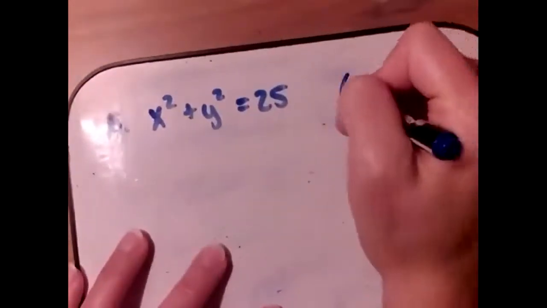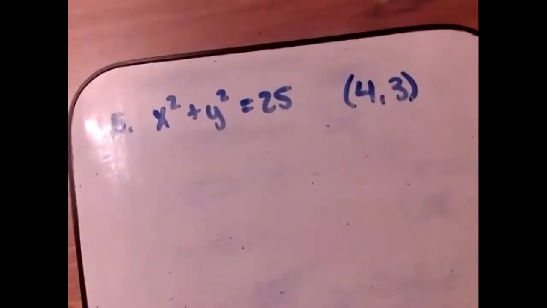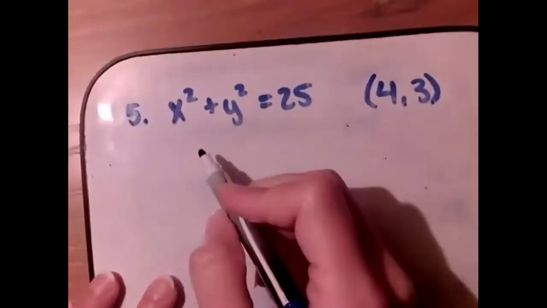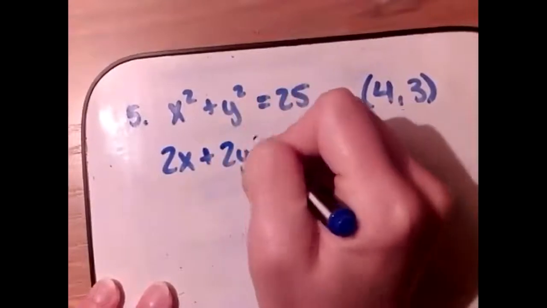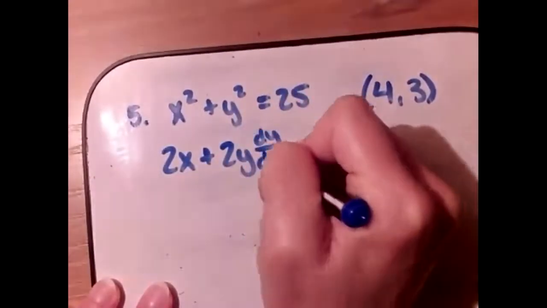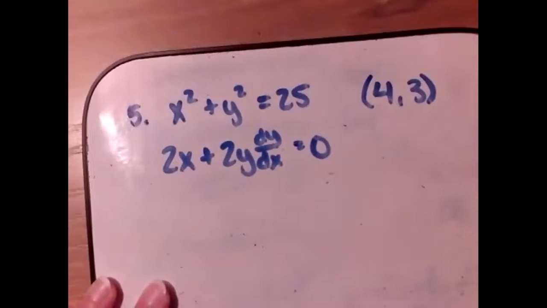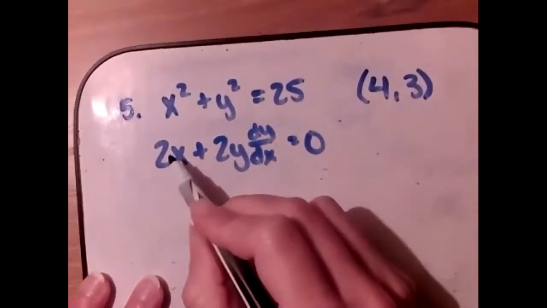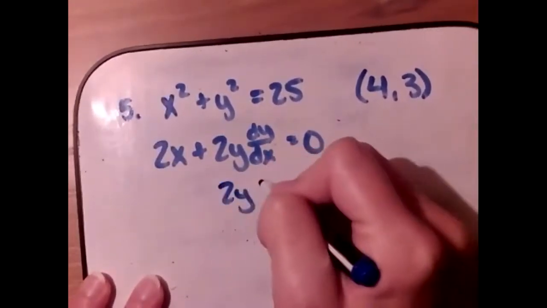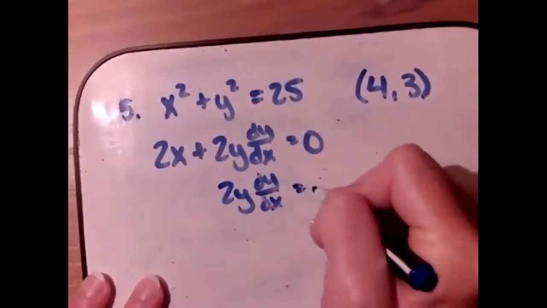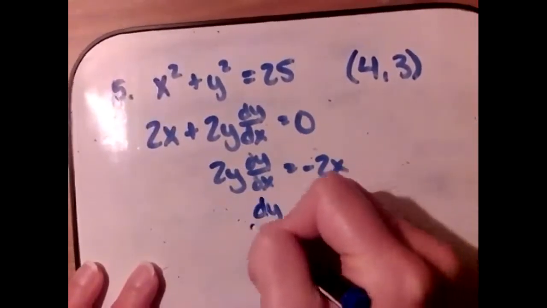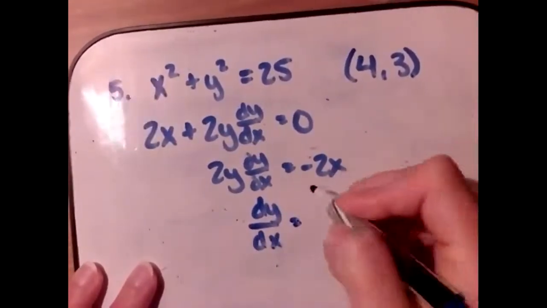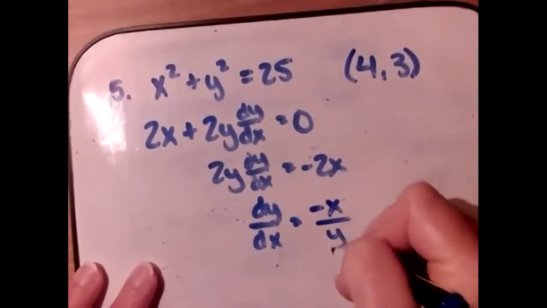All right, so this one is asking for the second derivative at the point 4,3. So first derivative would be 2x plus 2y dy dx equals 0. And then getting dy dx by itself, I'm going to subtract over the 2x and then divide by 2y. So the 2's will cancel, and I'll have -x over y.